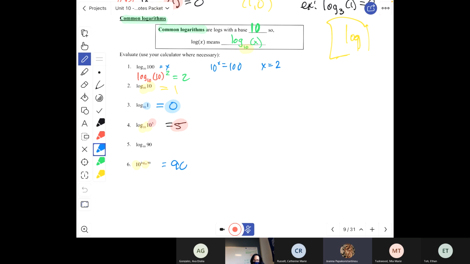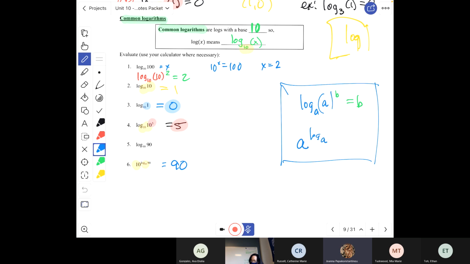Okay, so how could I represent this differently? Well, I know two things. I know that if the base of the logarithm is equal to the base of the argument, that my answer is just the exponent. I can also then, if I were to rewrite this, see that if I have a base raised to a logarithm with the same base, that my answer is just the argument. So that's where that 90 comes from.